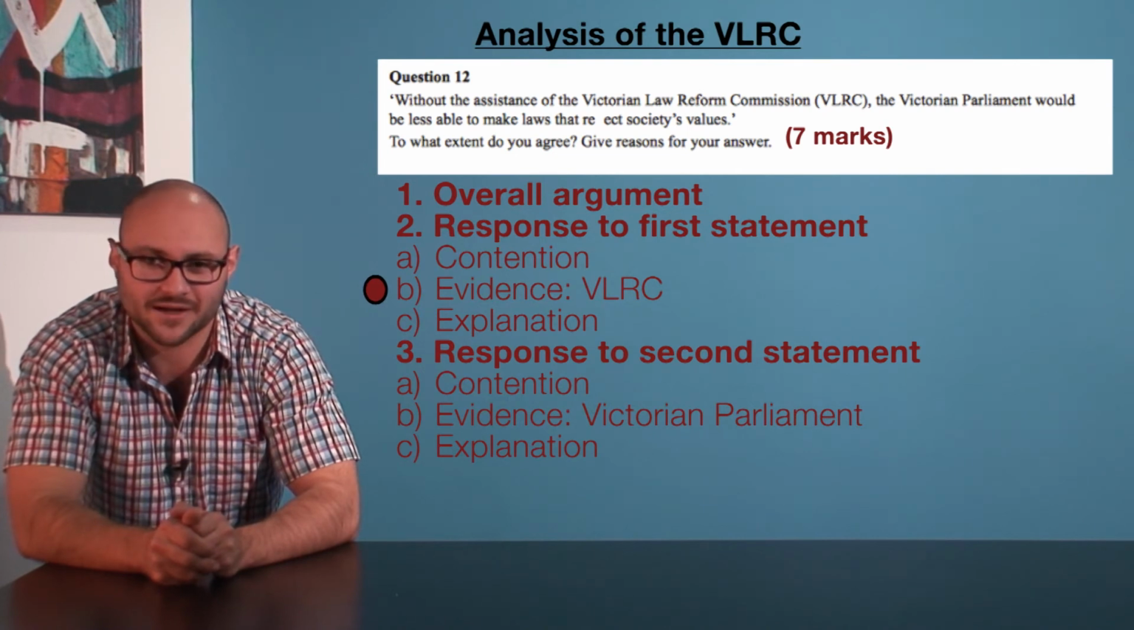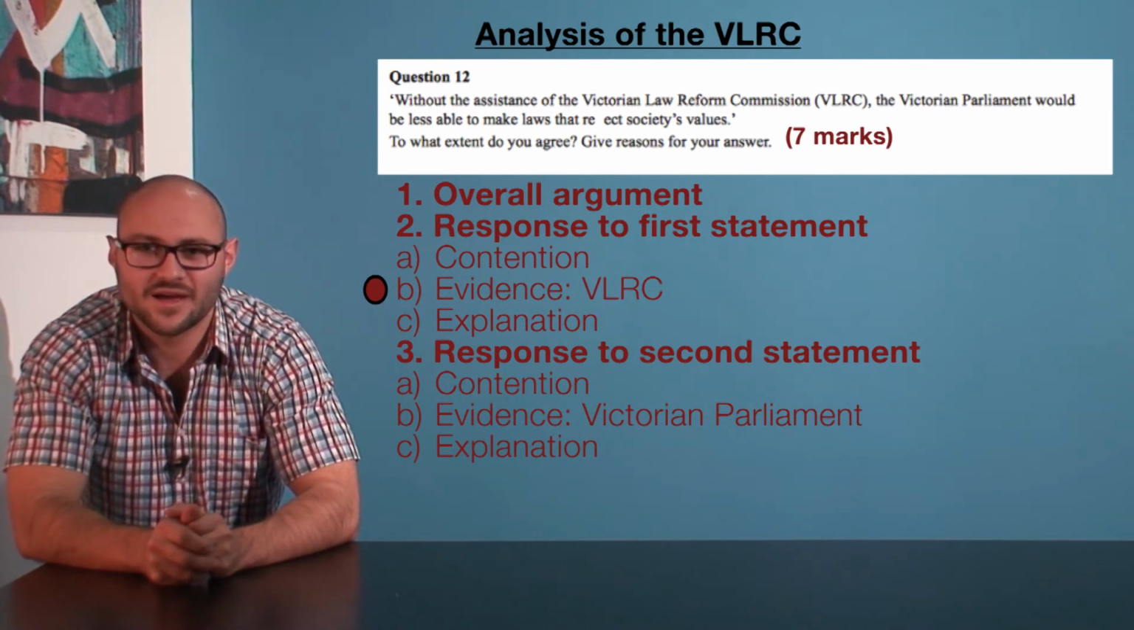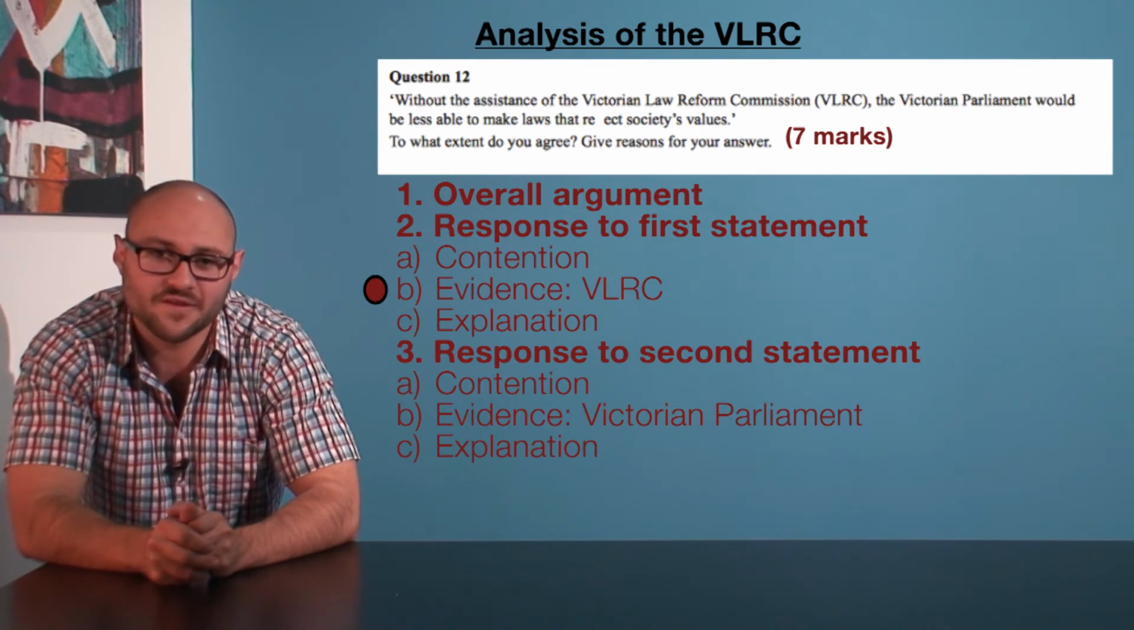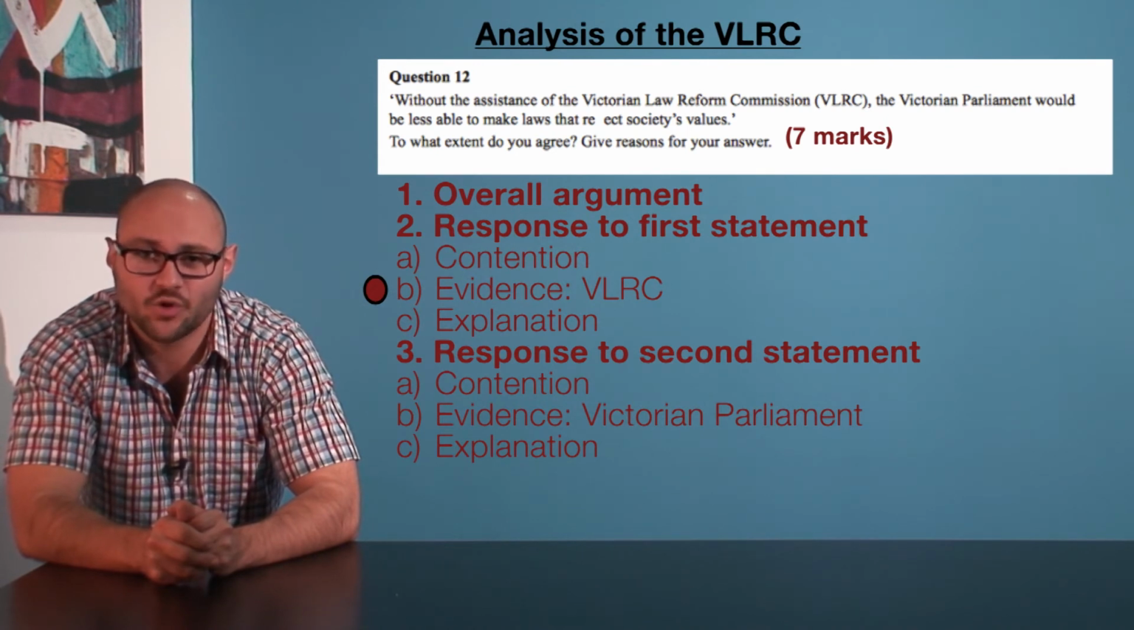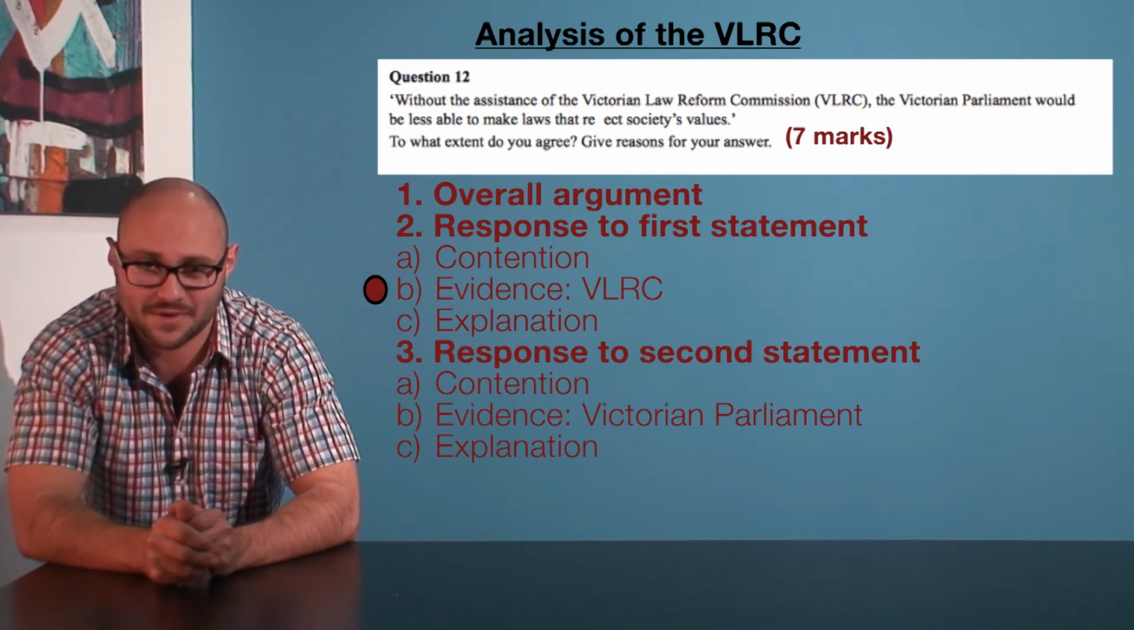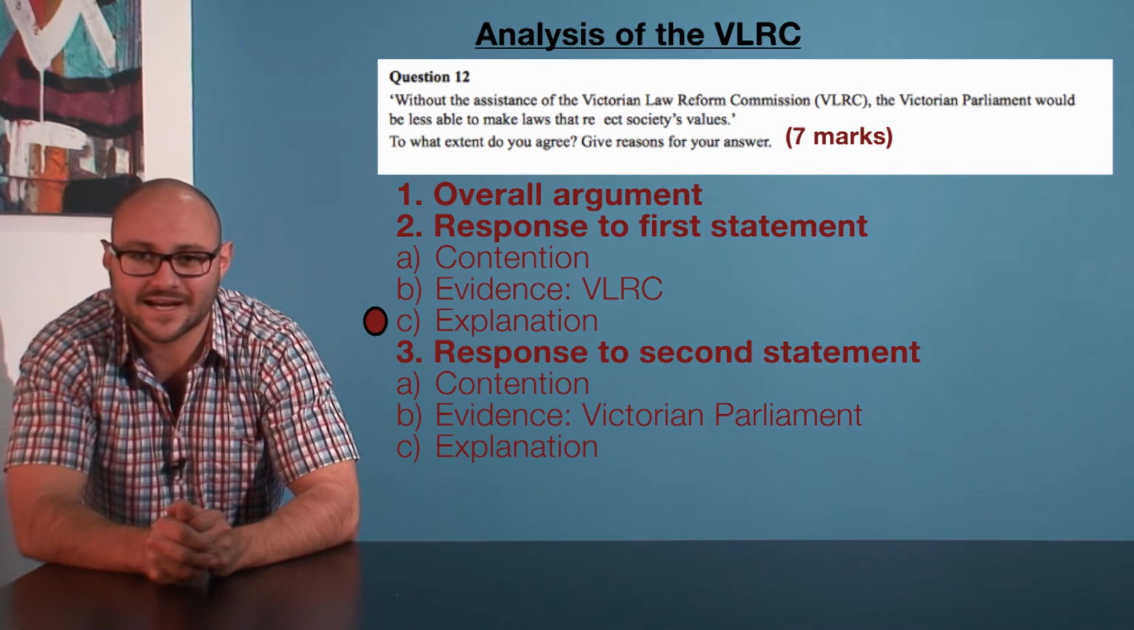Now we need to support our argument by using an example. Here we are going to reference the VLRC's role, like this. One of the VLRC's roles is to collect submissions from members of the public, which helps the Commission to gauge the public opinion. Finally, we need an explanation.